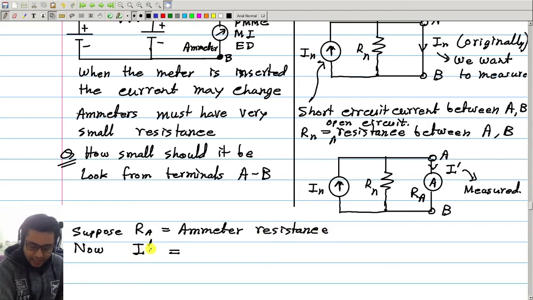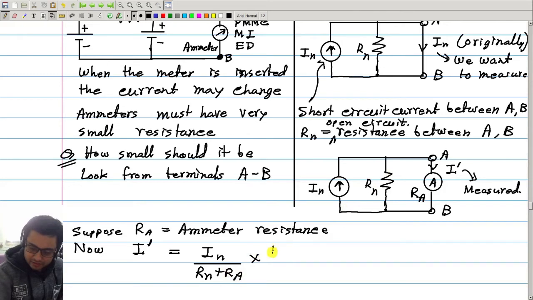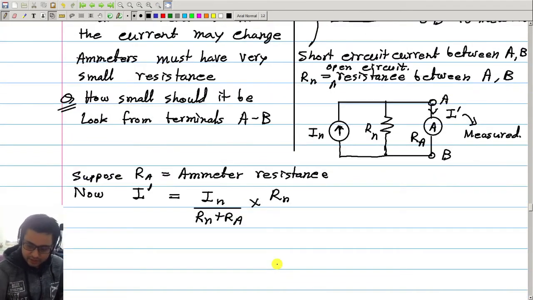Then the current I prime, which is flowing now, is given by IN divided by Rn plus Ra, multiplied by Rn. This is the current divider rule or Norton's theorem. Now, is this equal to In? Of course not. These two are not the same. So we wanted to measure In, and we are measuring this value.